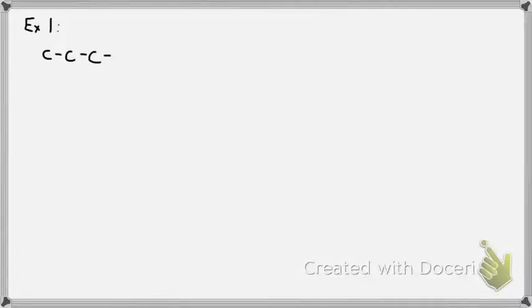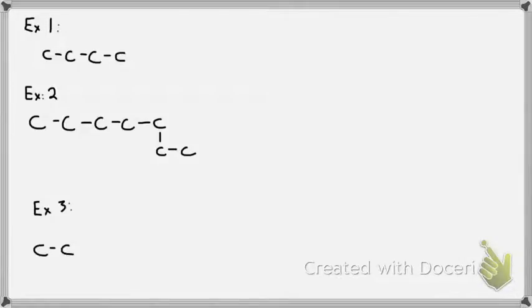Example problem number 1. I have a chain of 4 carbons in a row. I'm going to write all the examples. Example 2, I have this chain. Example 3, I have this chain.